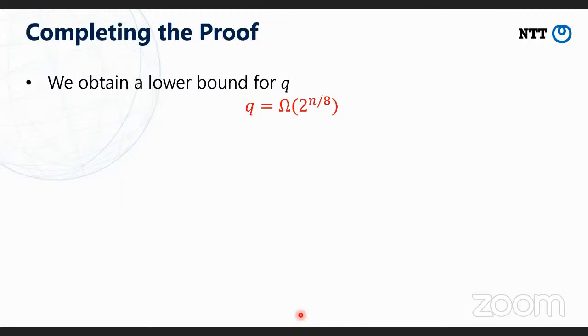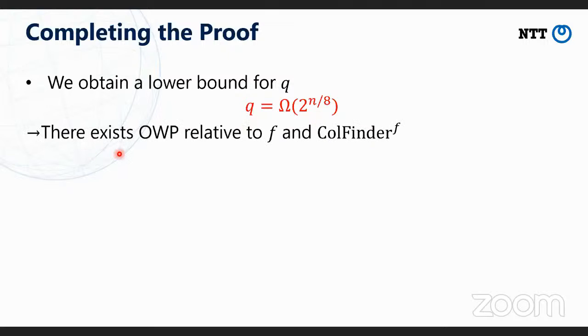So far, I have explained how we construct our encoder and decoder for the compression technique. And finally, we obtained a lower bound for Q, and we showed that Q is greater than 2 to the power n over 8. This means that there exists a one-way permutation relative to F and a collision finder.